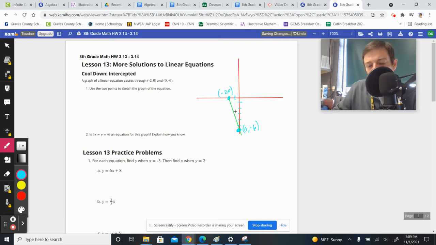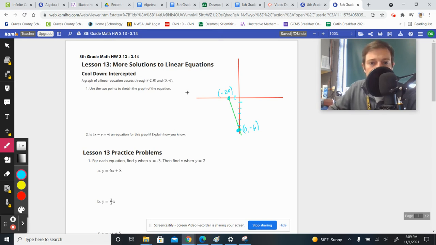We know that our equation is going to have a negative slope. We know it has a y-intercept of -6. So that might help us answer number 2. Let's see what number 2 asks us to do. Is 3x minus y equals -6 an equation for this graph? And then explain how you know.